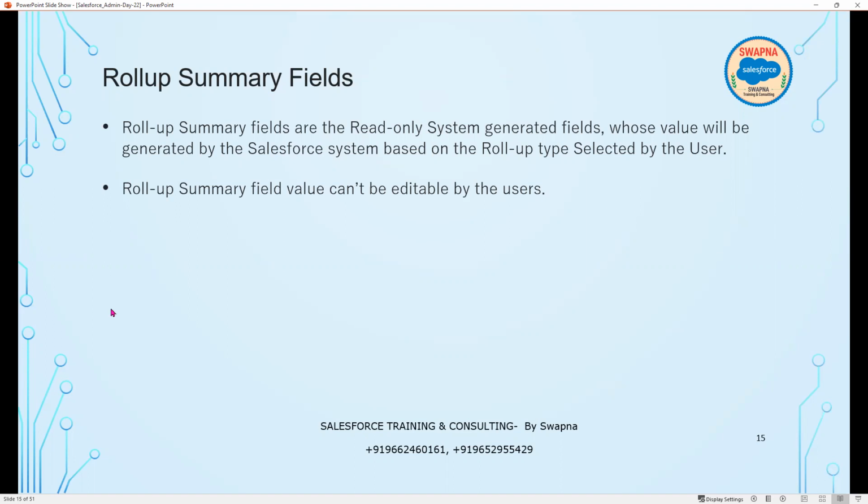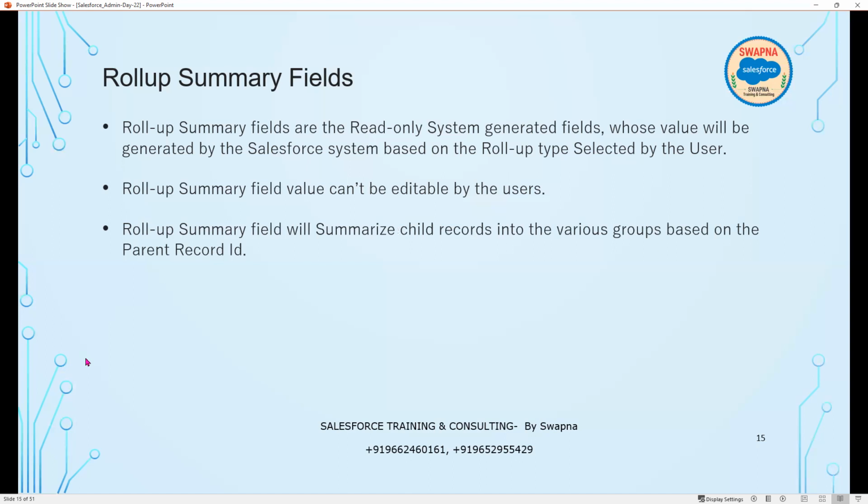The third observation is that the roll-up summary field summarizes the child records into various groups based on the parent record. That means if you want to know only the child records that are from Hyderabad, you can summarize only the records received from Hyderabad. Or you can summarize only the candidates we receive from Bangalore. So you can summarize the records based on various groups.